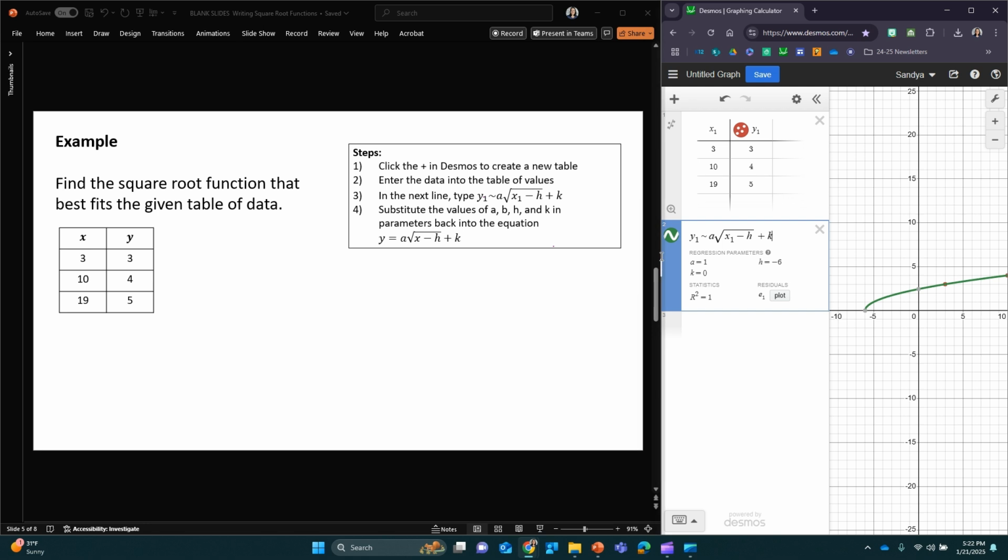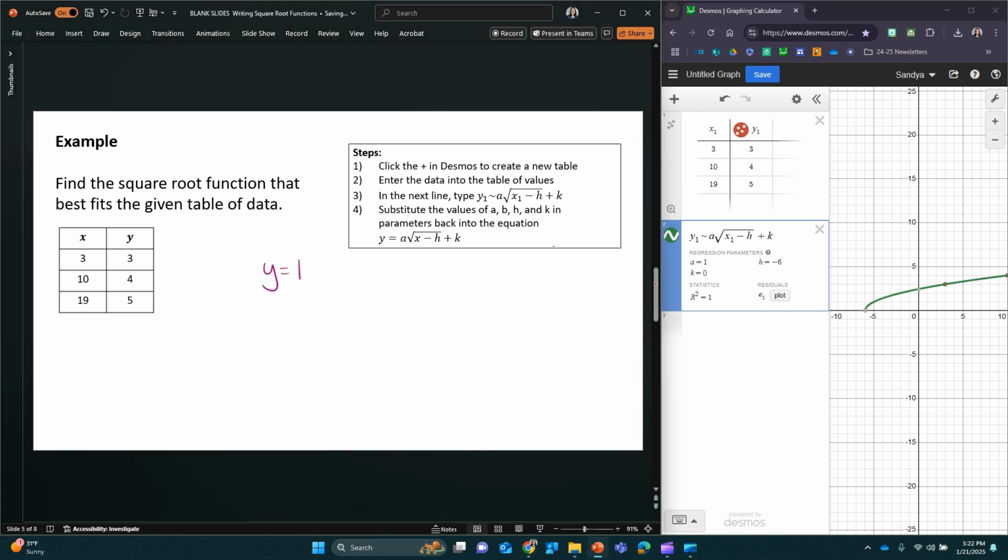Click outside the square root and then do plus k. So now you can see here it gives me my parameters. So if I plug those in, I have y equals 1 square root of x minus negative 6, and then that plus 0 is going to go on the outside. So let's go ahead and clean up this equation a little bit. We have y equals that one coefficient I don't need to write, and then I have my square root. Minus negative will just become plus, so I have the square root of x plus 6, and I don't need to write that plus 0 at the end, right? I can leave this equation just as y equals the square root of x plus 6.